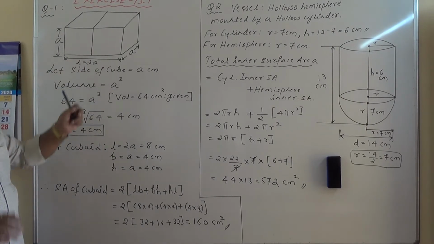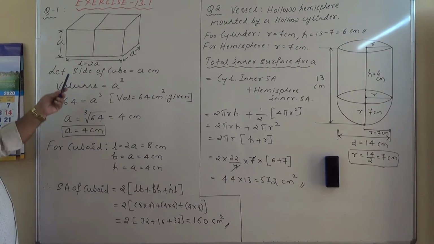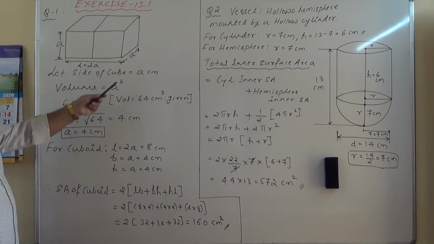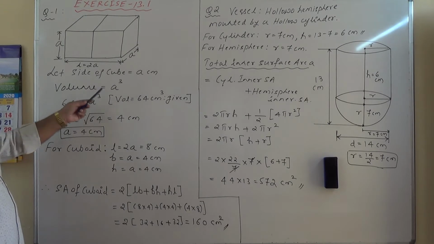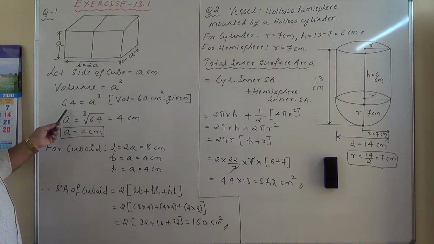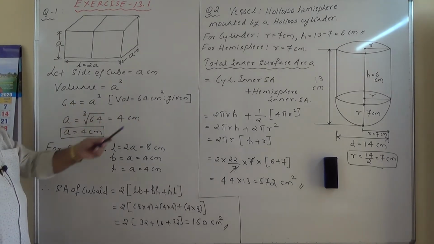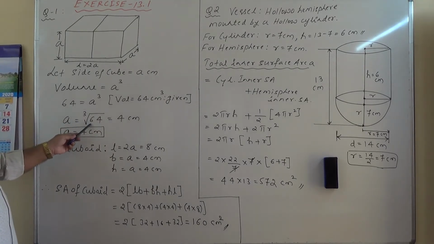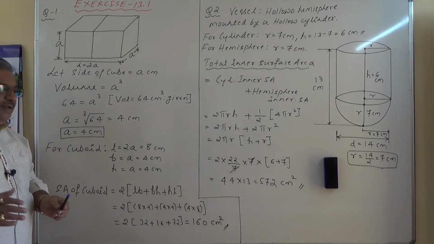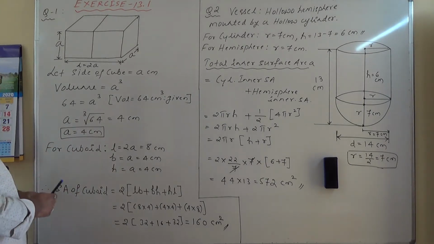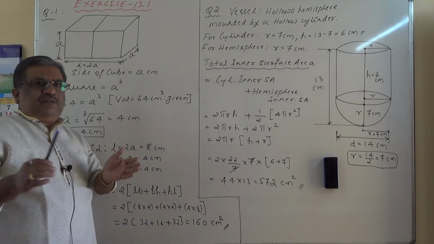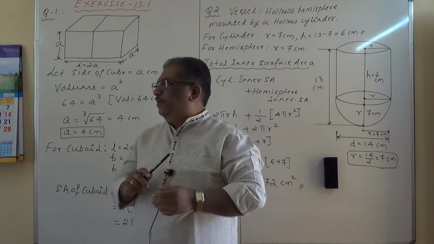Two cubes have been joined together, and let the side of the cube be a centimeter. So volume of each cube is a cube. We know already that 64 cubic centimeter is the volume. So a cube equals 64. A equals cube root of 64, which is 4 centimeter. So the side of each cube we have got is 4 centimeter. Now what is it that we have to find out? We have to find out the total surface area of the resulting cuboid.